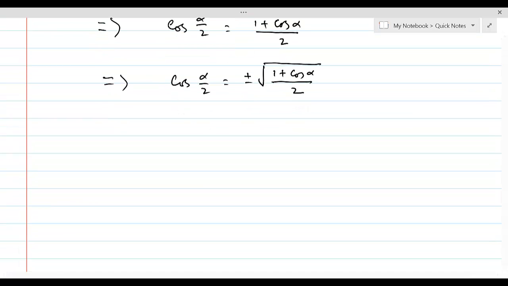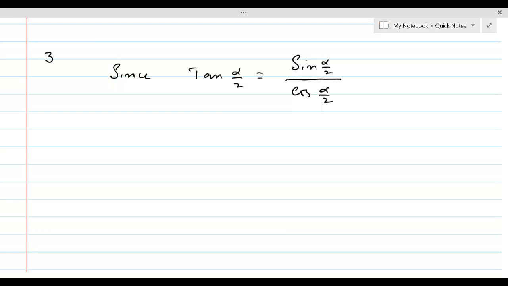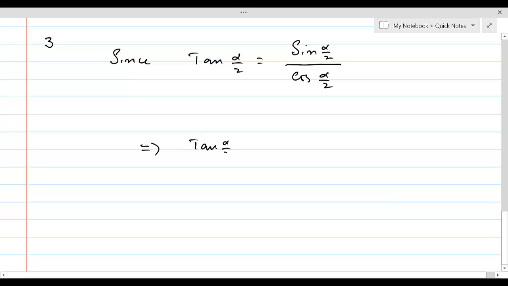And now if we want to derive the third, for tan(α/2), since tan(α/2) is equal to sin(α/2) divided by cos(α/2), and we already have derived half-angle trigonometric identities for sin(α/2) and cos(α/2), this means we can substitute those values. So tan(α/2) is equal to, so this was plus minus.